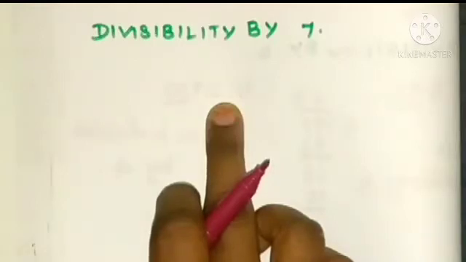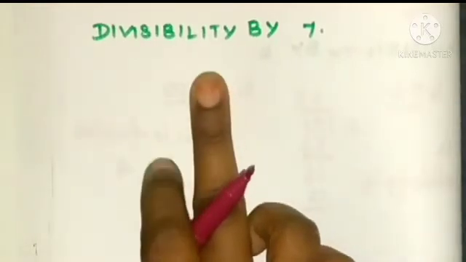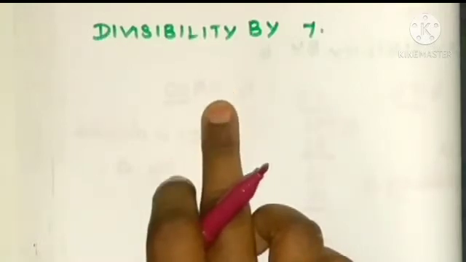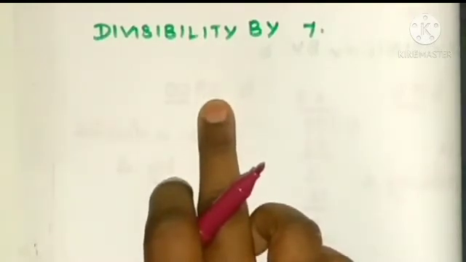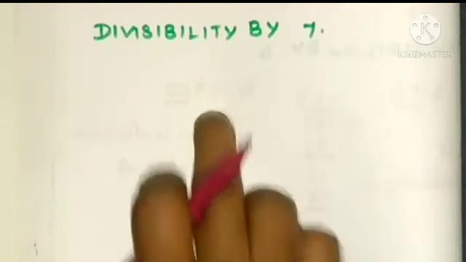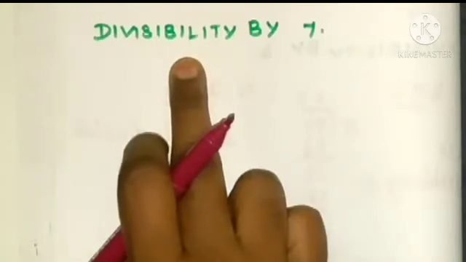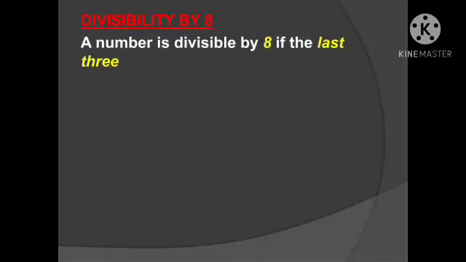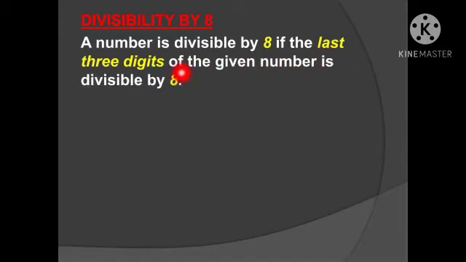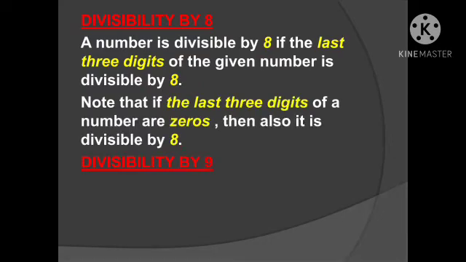And the next one is divisibility by 7. A rule for divisibility of a number by 7 exists, but it is so tricky to follow. So dividing the number directly by 7 will be easier when compared to the rule of divisibility by 7. Next one is divisibility by 8. A number is divisible by 8 if the last 3 digits of the given number are divisible by 8. Note that if the last 3 digits of the number are zeros, then also it is divisible by 8.